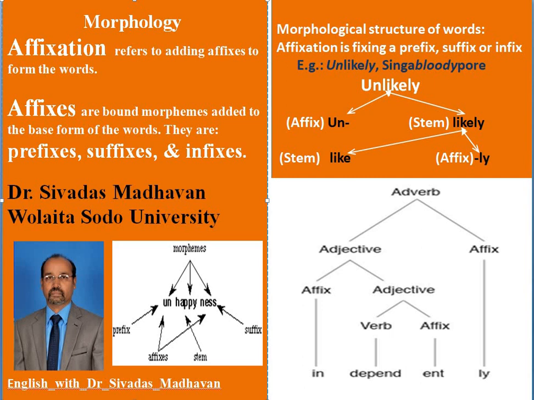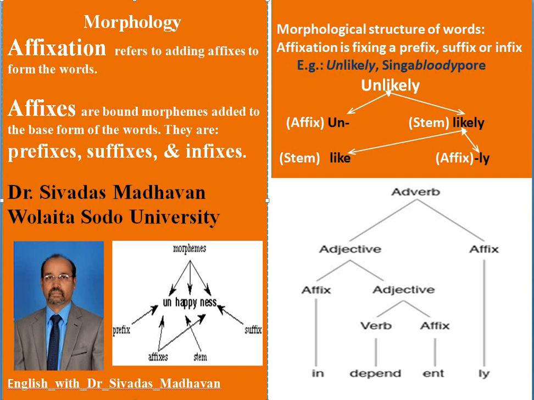And the word likely is also divided into stem and affix, or base and affix. Like is the stem or base, and li is the affix. So the morphological structure can be shown like this. And the last figure, or the last diagram, is a tree diagram to show the morphemes of the word independently. Independently can be divided into the stem independent and the affix li.